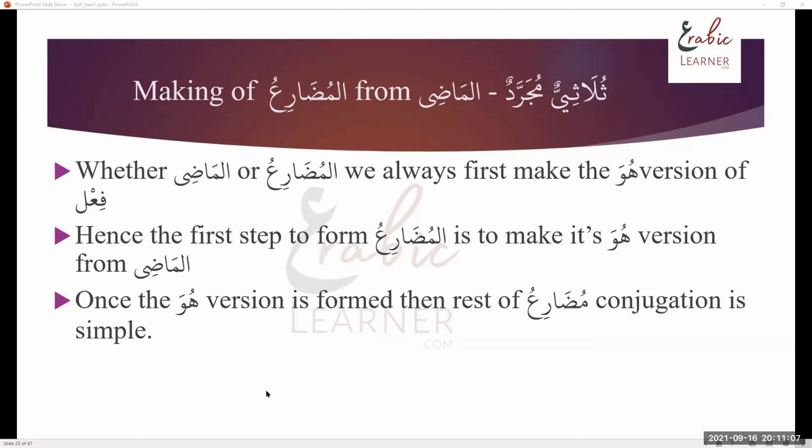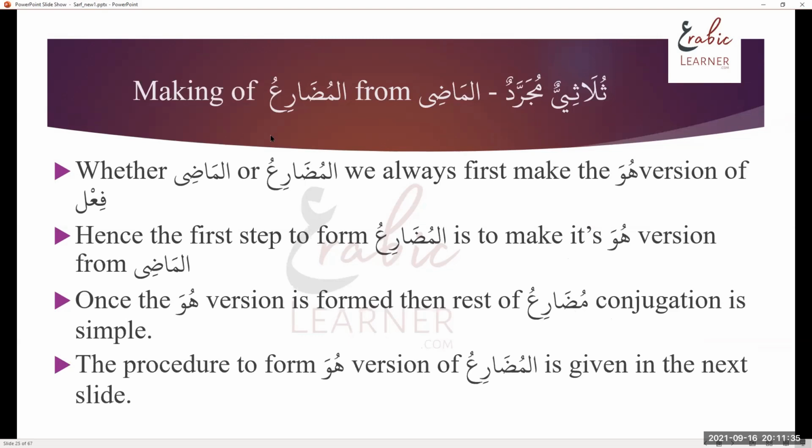How do you make Fi'l al-Mudaare of Hua version? If you have understood this, you will become an expert in that. Then the rest of the things you can form very easily through conjugation, brothers and sisters. So it's very important. Please focus and take your notes as much as you can. Okay. So what you have to do is first find the Hua version of Mudaare, and then the rest of the things are very simple. So let's see, how do you find the Hua version of Mudaare? Okay. Let's see what's the procedure for that. What is the process for that? Let's see that.